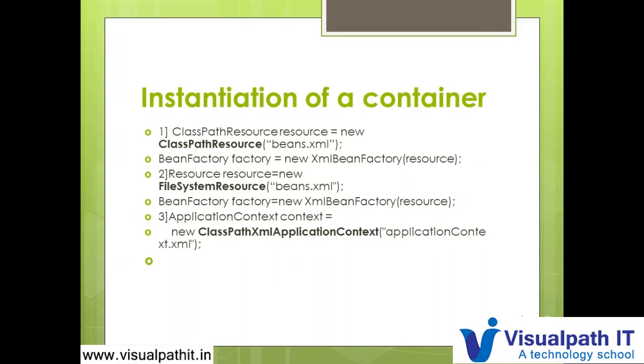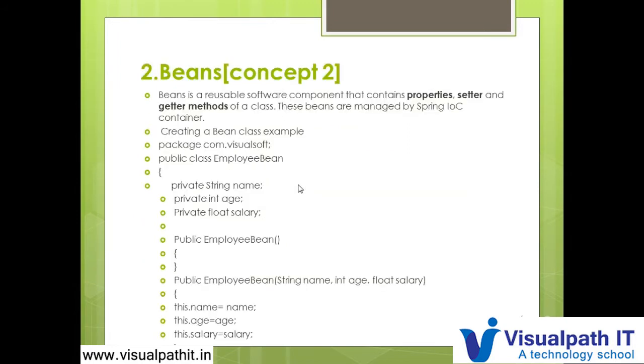See, these are the three ways in which we can instantiate. One is using the ClassPathResource. Next is by using the Resource or the ApplicationContext. We generally use this ClassPathXmlApplicationContext. If it is in the file system, we are using the FileSystemResource. If it is in the particular class path, we are using the ClassPathResource.